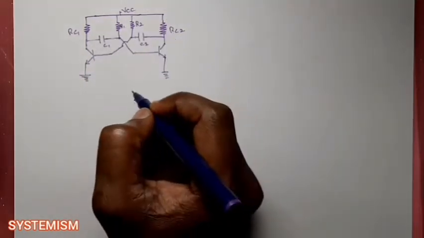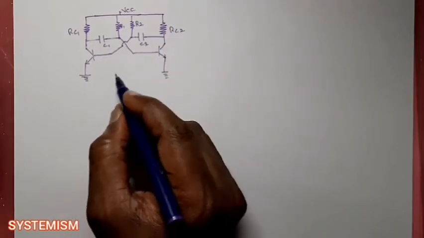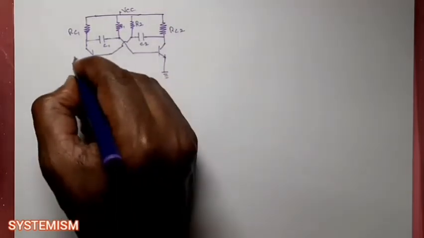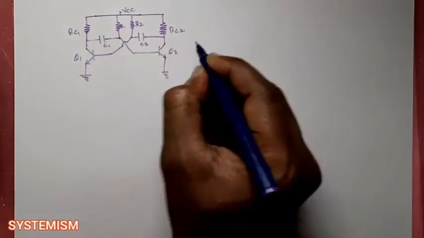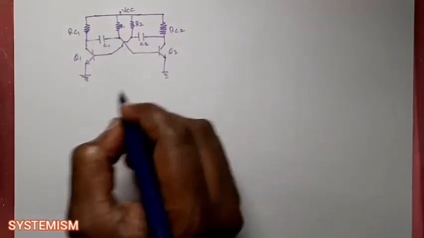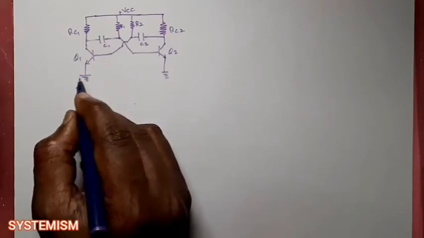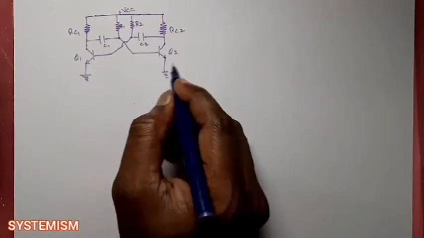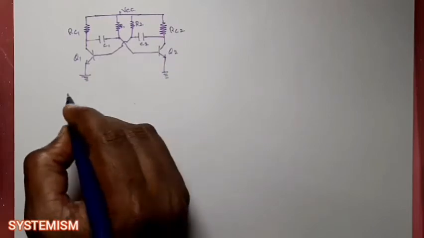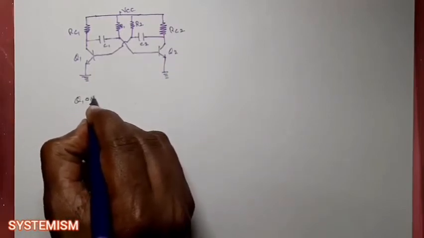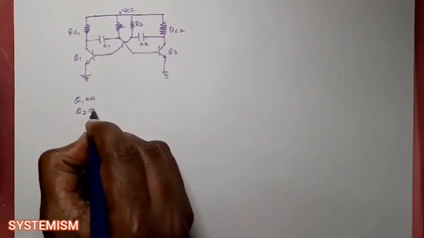Okay, so now I will be explaining the working of this astable multivibrator. So now we will take the first state. What is the first state? State 1. So let us take that now the transistor Q1 is on and Q2 is off.